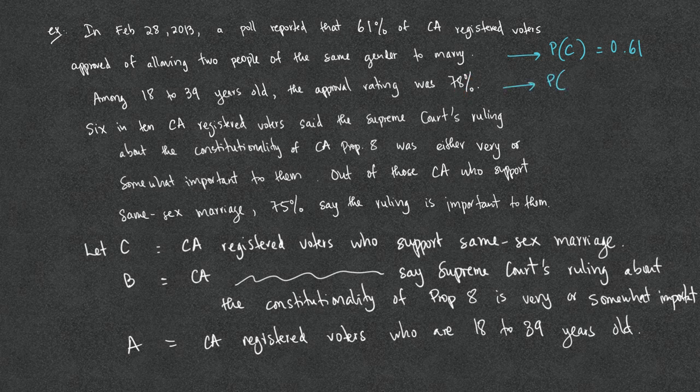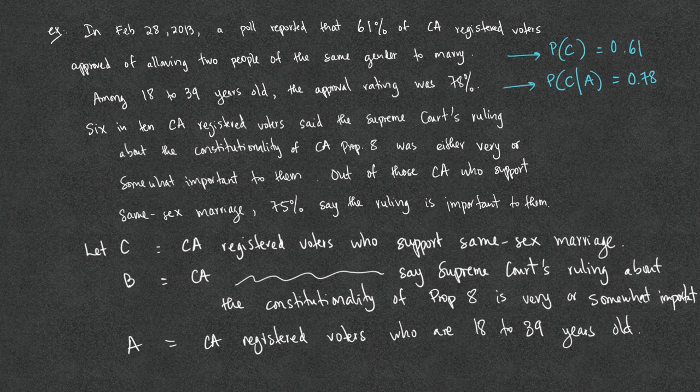The probability that they support same-sex marriage, which is the probability of the event C, given that this is the group 18 to 39 years old, so given that this is the event A, it is 0.78. The word among is the same as given or if. It is a conditional event.